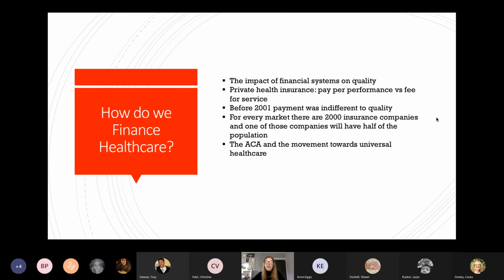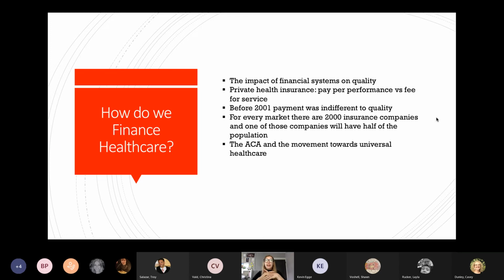And for a long time, payment was indifferent to quality, and that had to do with fee for service. So it didn't matter how effective the treatment you got was. This goes back to the overuse I was talking about earlier. Doctors could prescribe however many tests they wanted, could run with as many diagnoses as they wanted, and you had to pay for it. It didn't matter if it was effective or efficient or concise or intentional, you paid for it. And then we started moving more towards a pay per performance system where physicians were rewarded more based on quality, and hospitals would get charged fines for high rates of readmission.